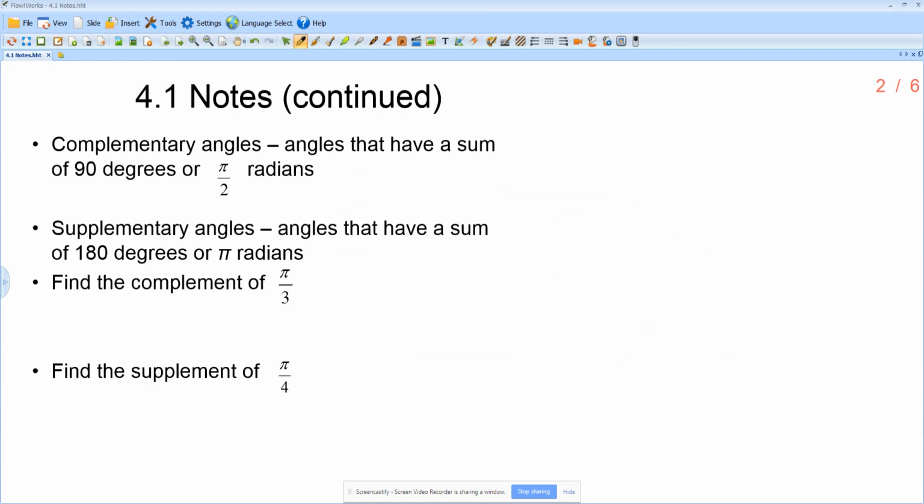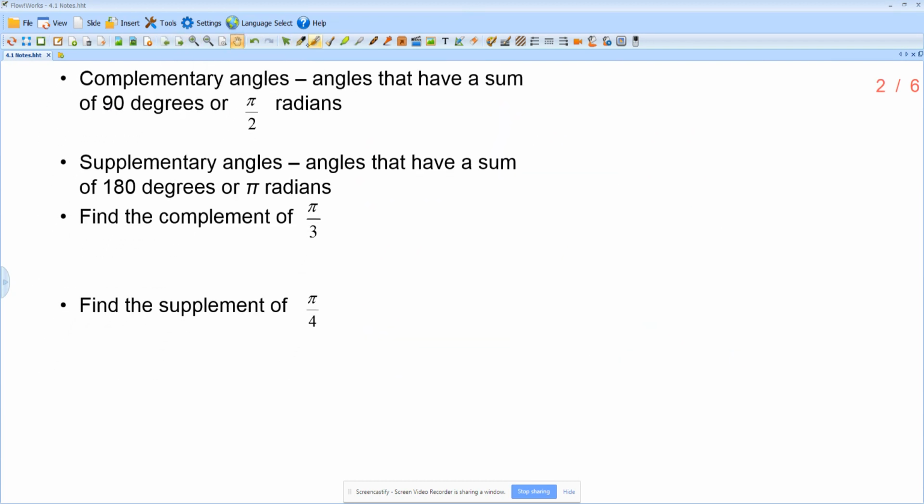All right, next, complementary angles. So you all have learned about complementary, supplementary angles. You learned them in terms of degrees, and now we just want to be familiar with doing it in radians as well. It's the same mentality. Complementary angles are angles that have a sum of 90 degrees or pi halves radians. Supplementary angles are angles that have a sum of 180 degrees or pi radians.